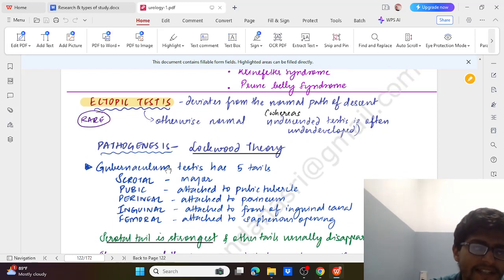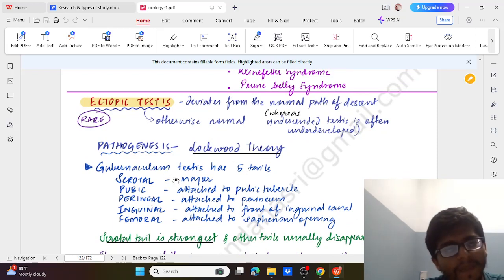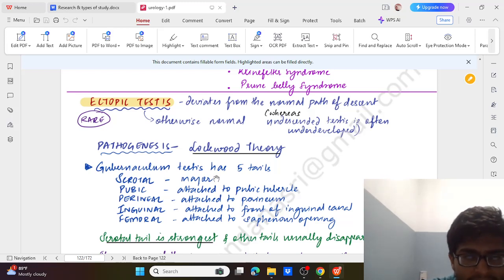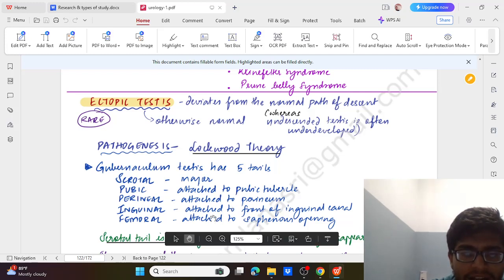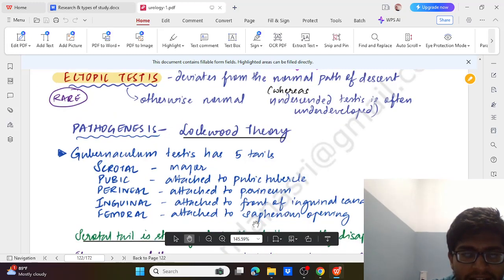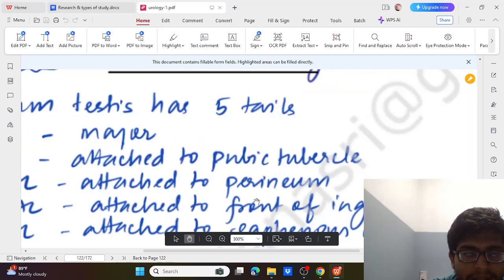Now the pathogenesis as per the Lockwood theory. The gubernaculum has 5 tails. The major one is the scrotal one. The others are the pubic, which is attached to the pubic tubercle, perineal, which is attached to the perineum, inguinal, which is in front of the inguinal canal, and femoral, which is attached to the saphenous opening.